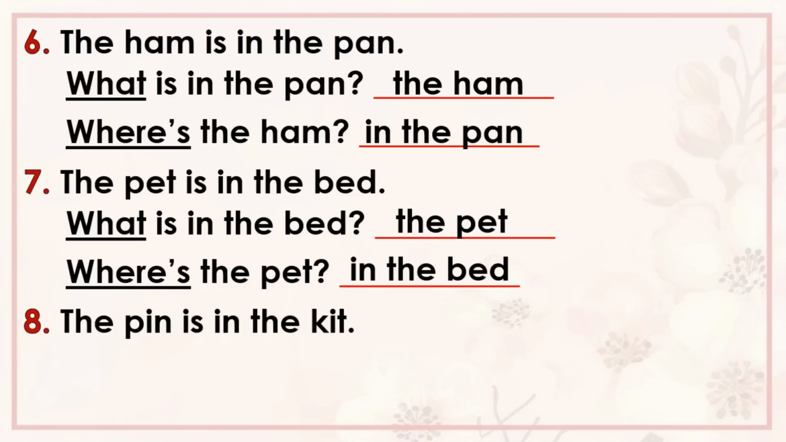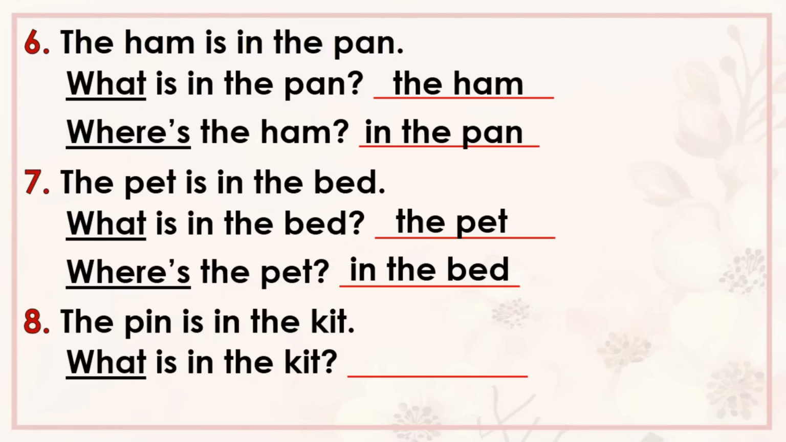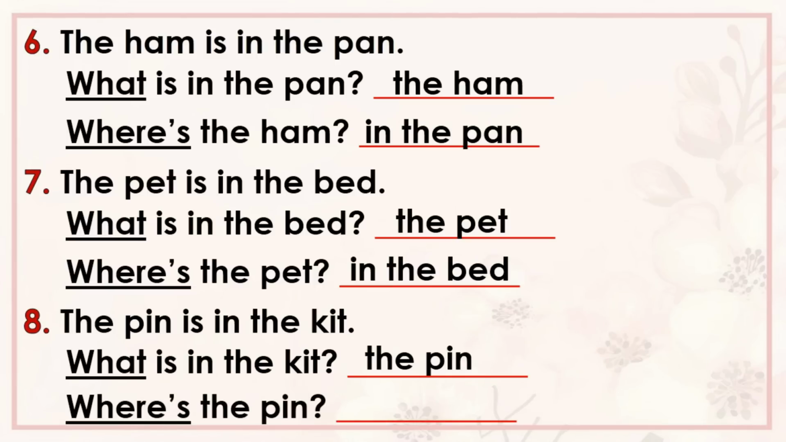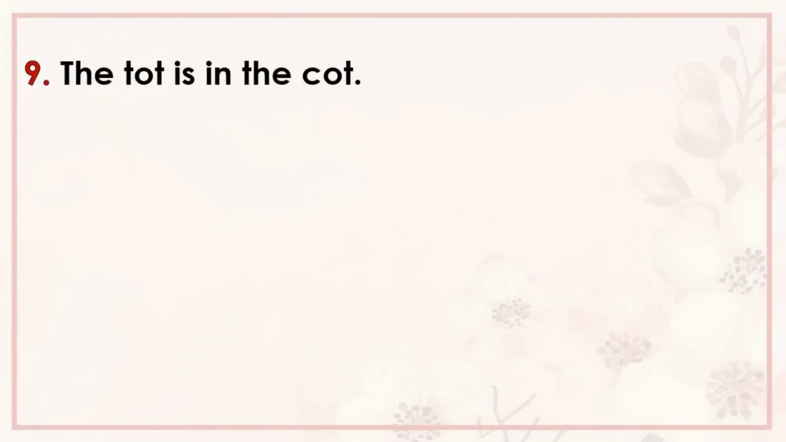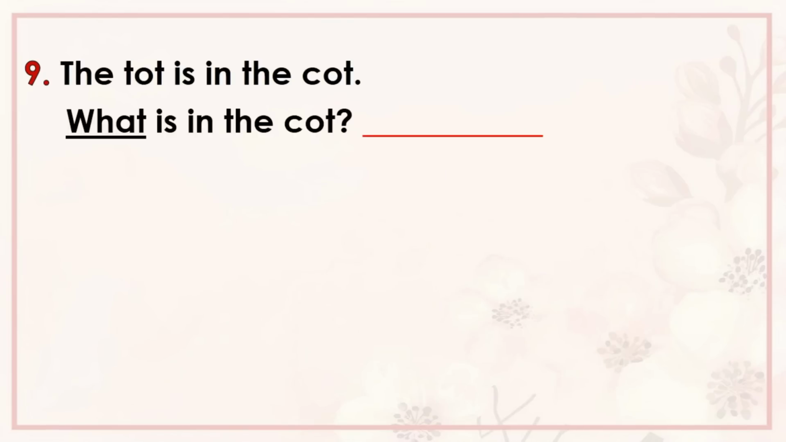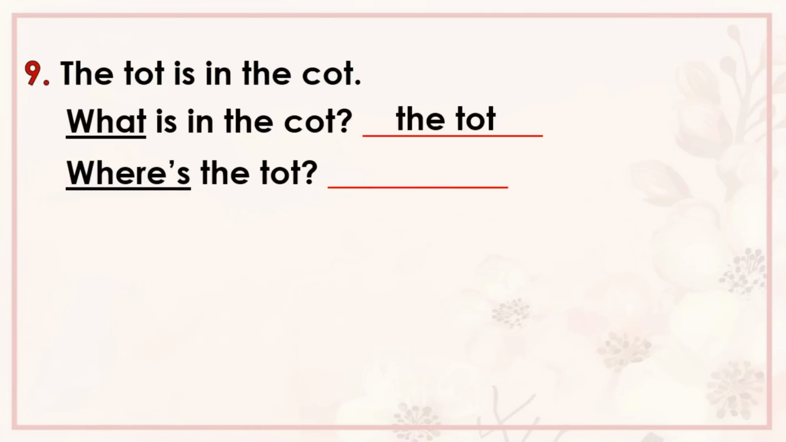Number 8. The pin is in the kit. What is in the kit? Correct. The pin. Where's the pin? Very good. In the kit. Number 9. The tot is in the cot. What is in the cot? Very good. The tot. Where's the tot? Correct. In the cot.